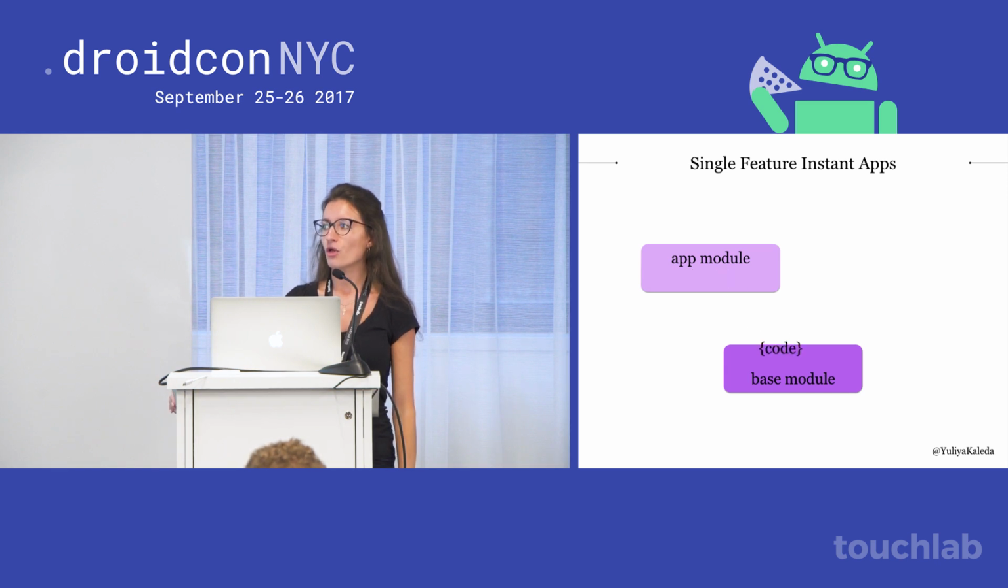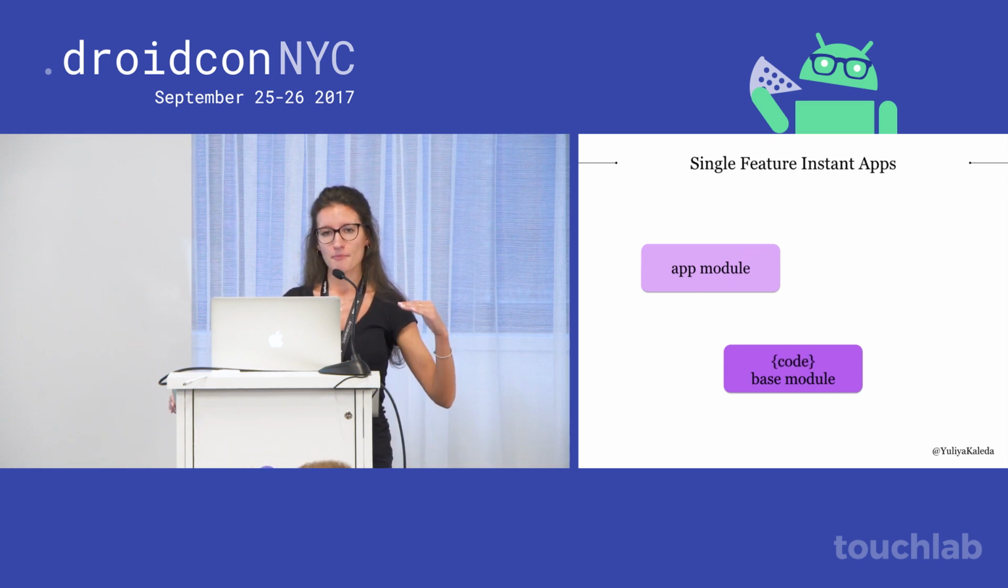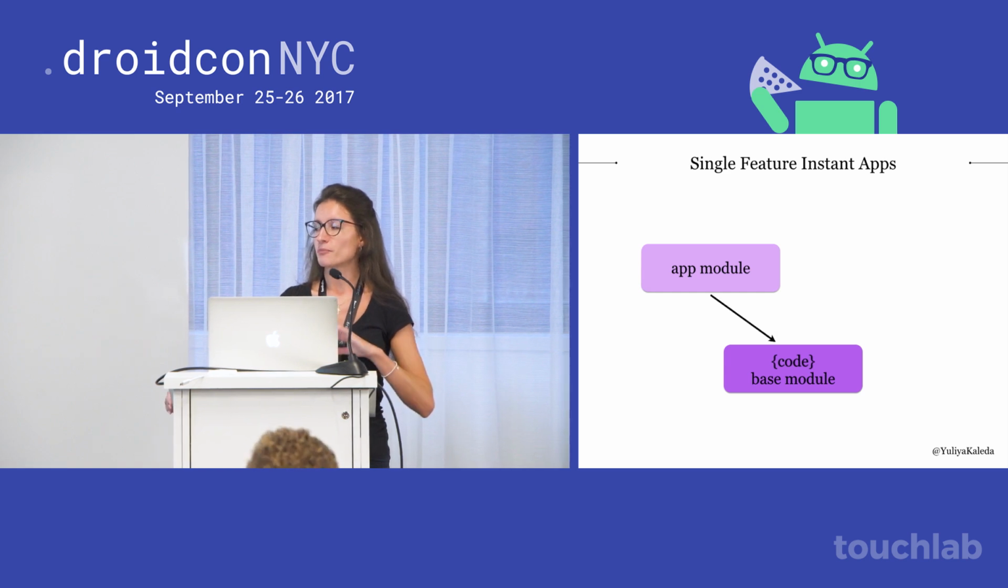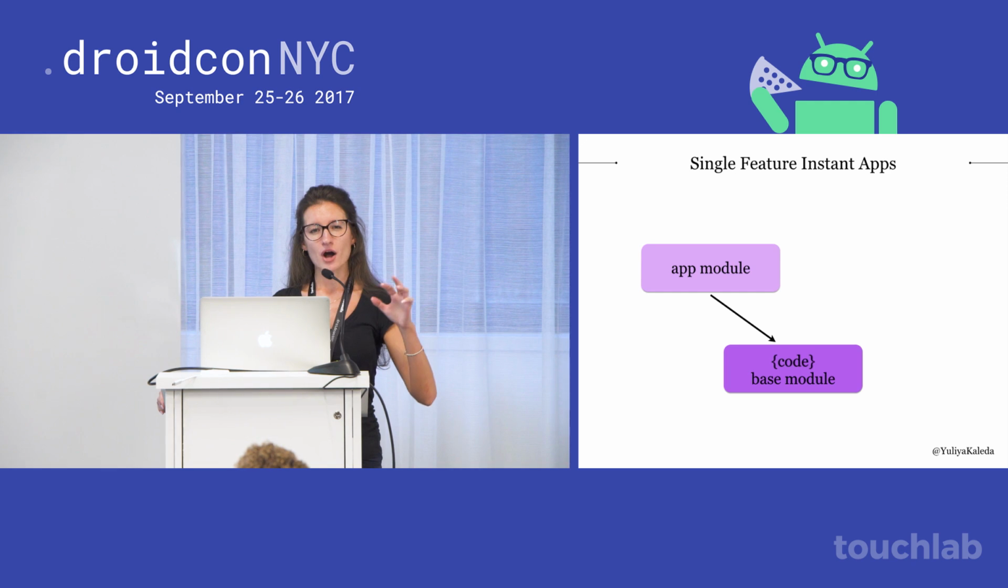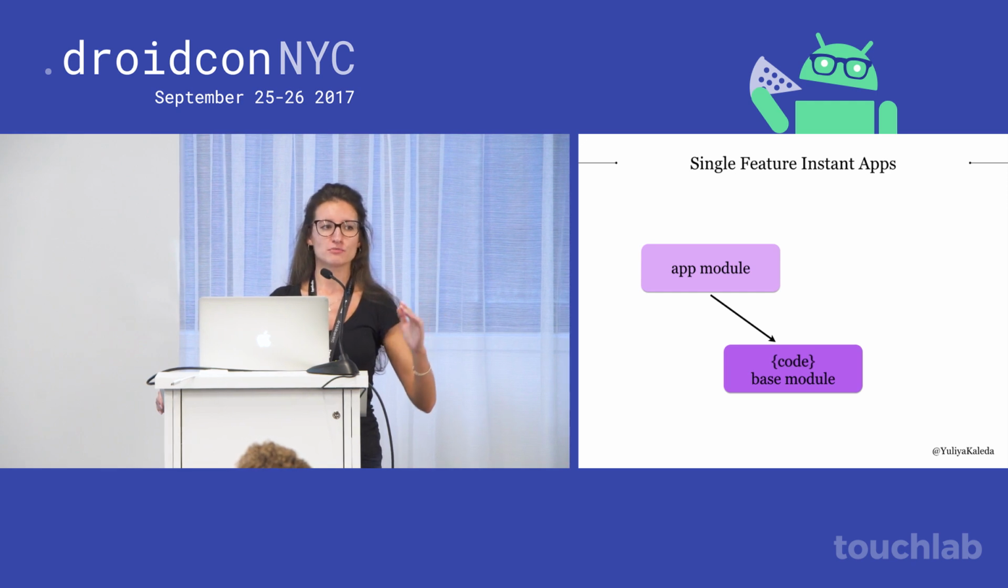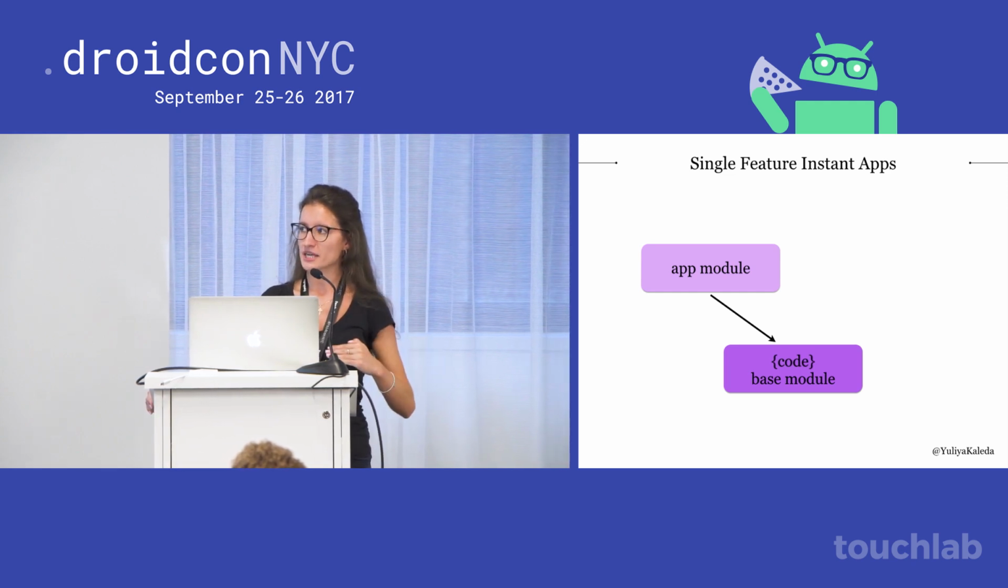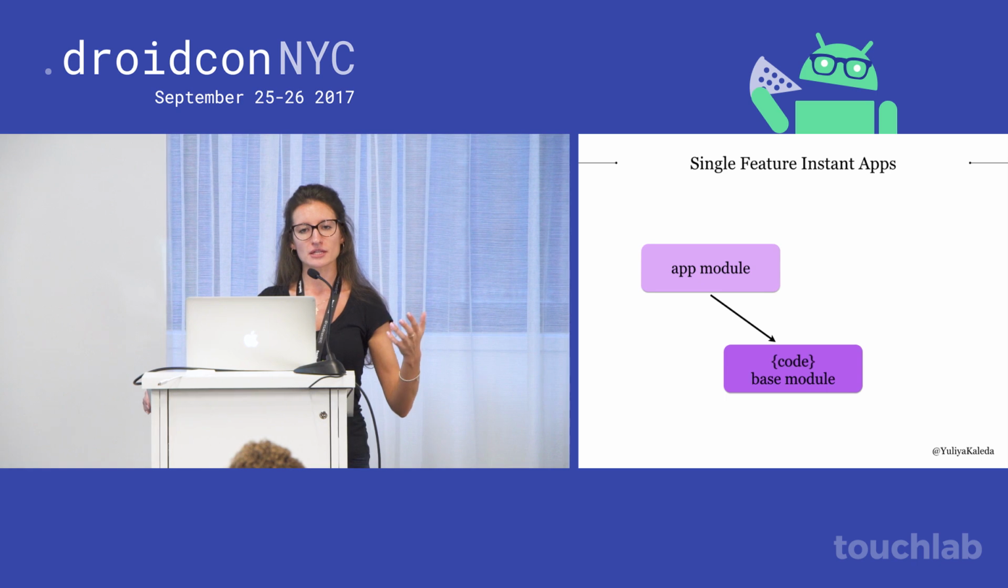Then we have to move all the code that used to live within the app module to the base module. The next step will be to provide the dependency of the app module to the base module. So our app module is pretty much empty at this point. We moved all of this stuff to the base module, and the app module's responsibility is just to build an APK.